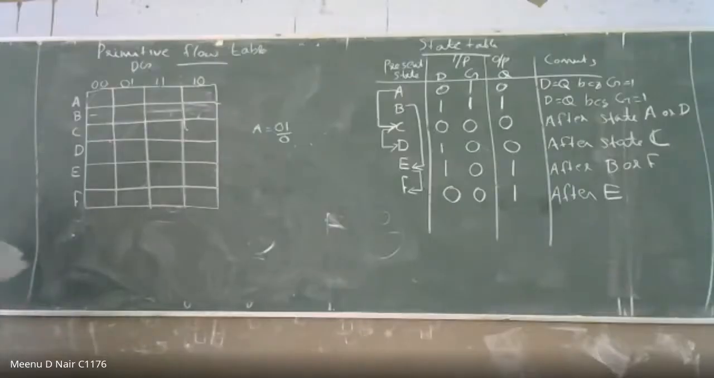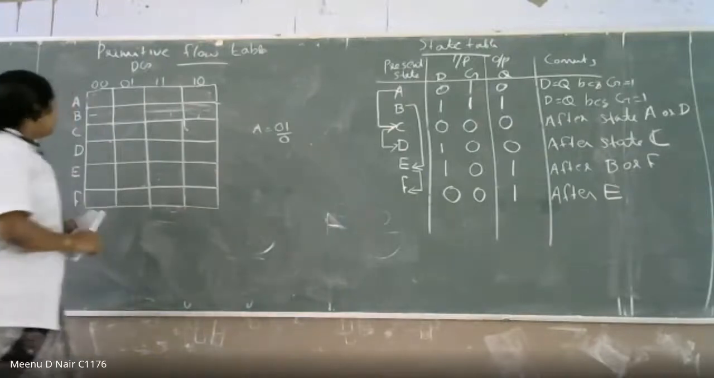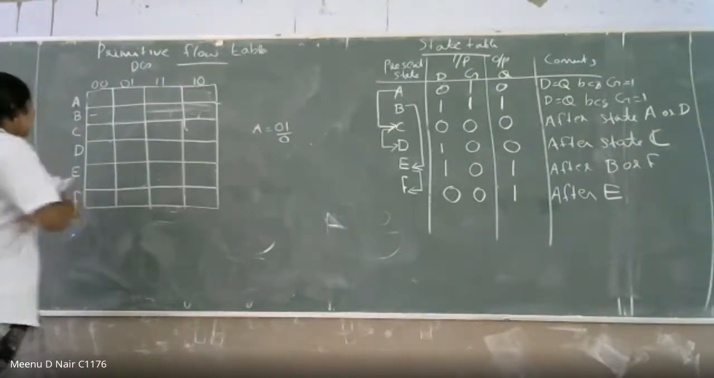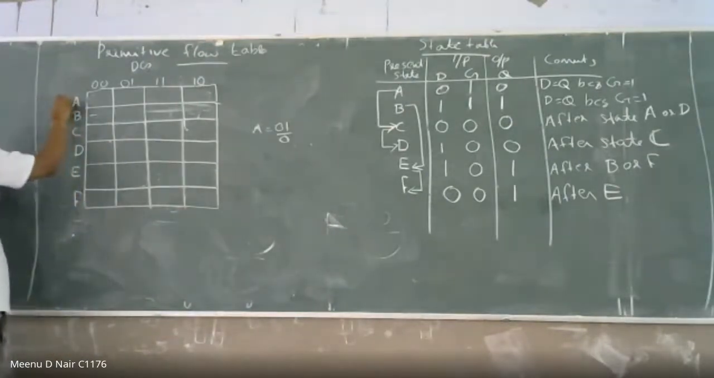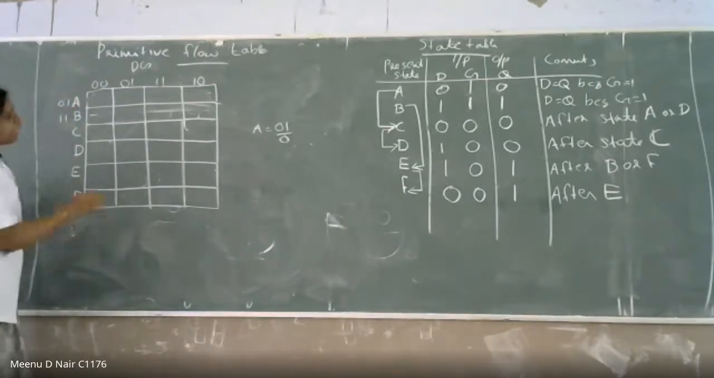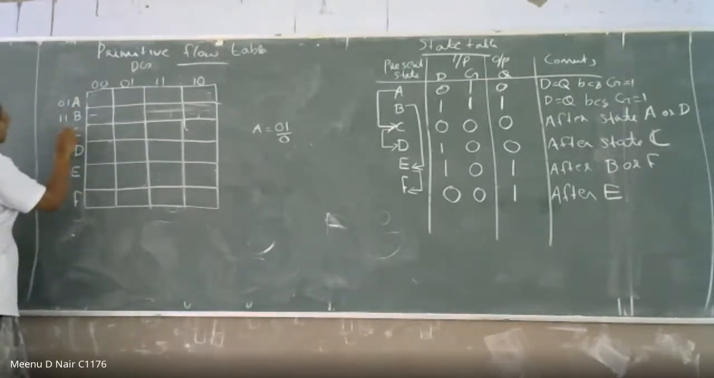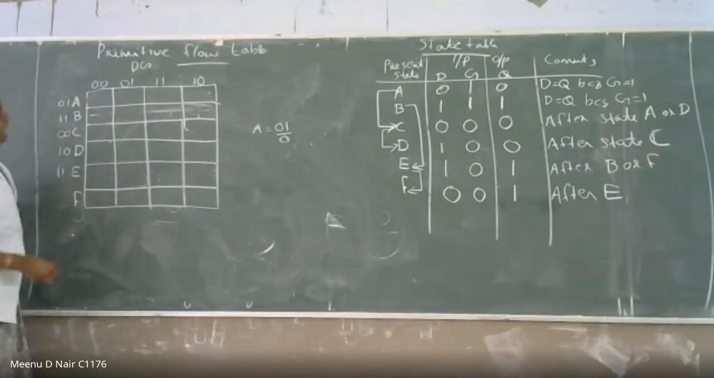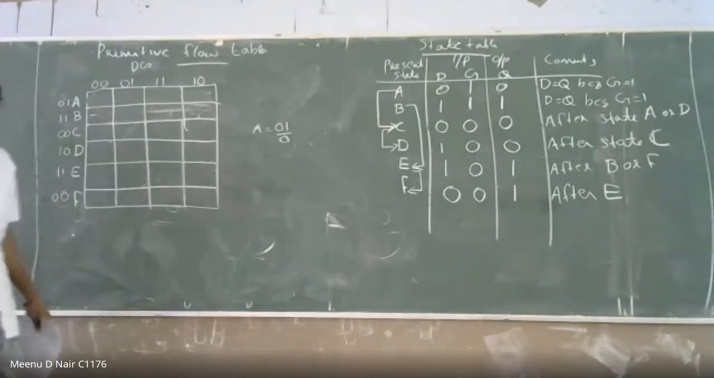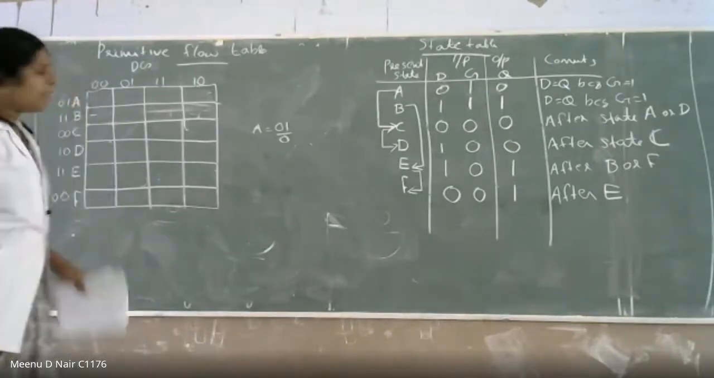So you don't bother about many things. You just want to check only one thing. A is 0 0, sorry, A is 0 1. B is 1 1. C is 0 0. D is 1 0. E is 1 0. And F is equal to 0 0. This is the value for your A, B, C, D states, right?